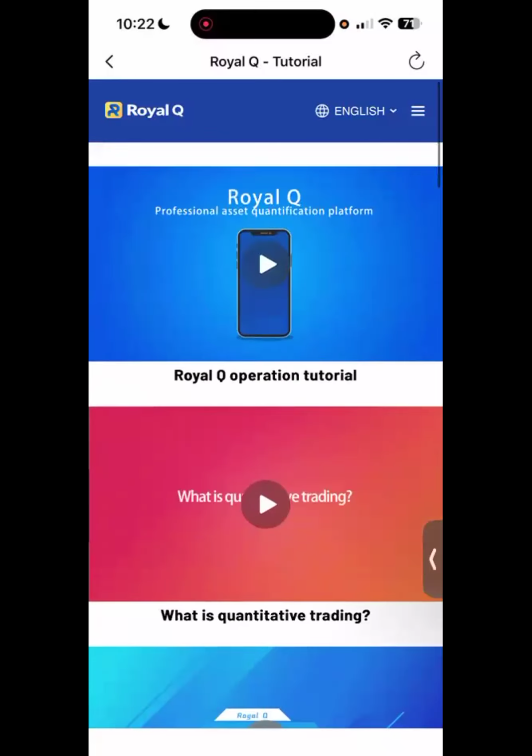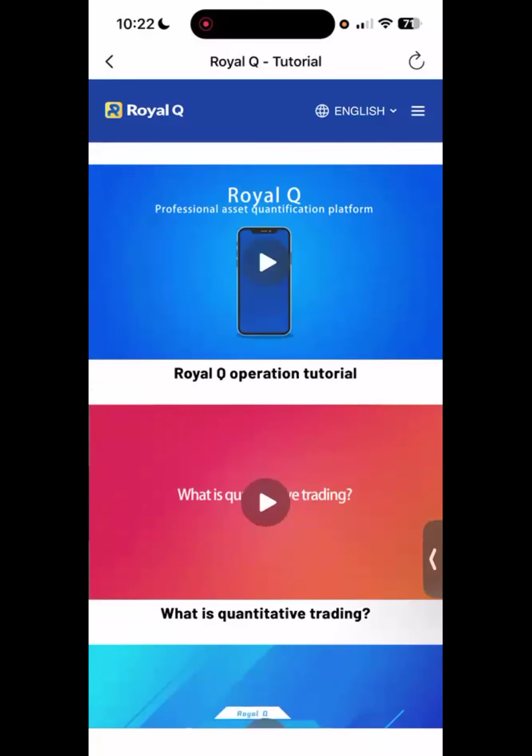What is quantitative trading? You are telling people RoyalQ, RoyalQ, RoyalQ. They ask you what the Q stands for, and you're scratching your head. Is it queen or what? Wait, I'm coming, let me go and ask my upline. You don't even know what the Q stands for. Let's say you know. Now they ask you what quantitative is, and you don't know. You see why I didn't want to bring anybody on board? Because they'll be asking me questions I don't have answers for.